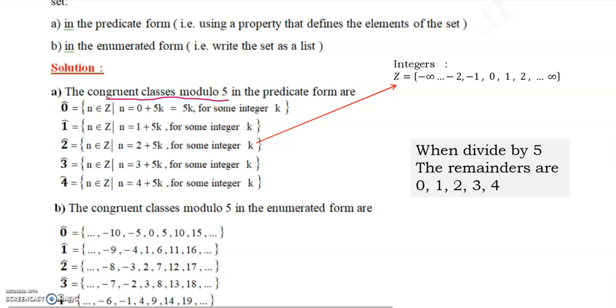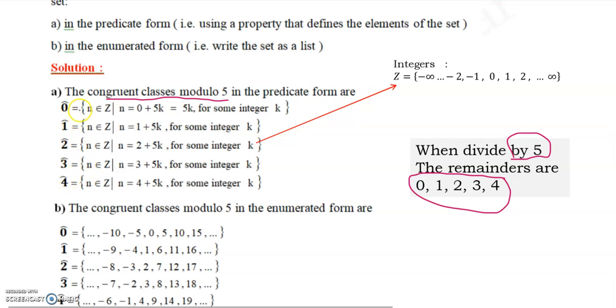First you have to understand that when you divide any number by 5, what are the remainders you will get? 0, 1, 2, 3, 4. So for each remainder you can write the class: 0 class, 1 class, 2 class, 3 class, 4 class.